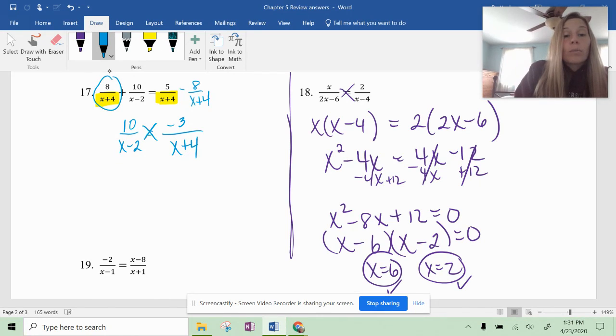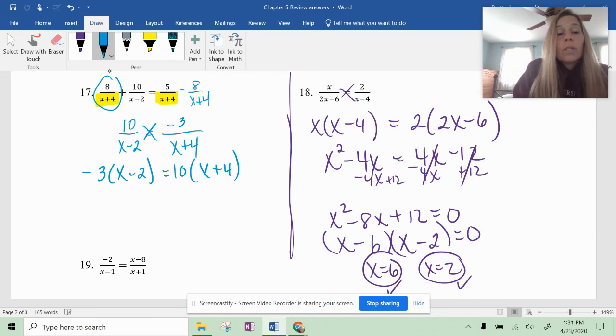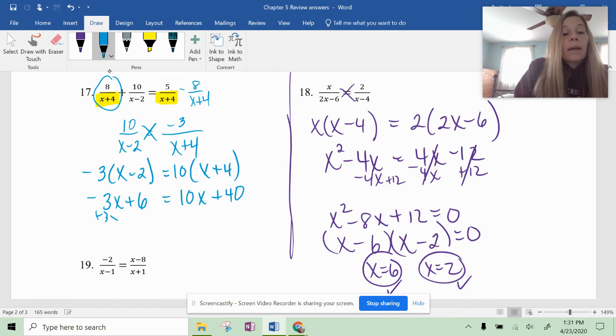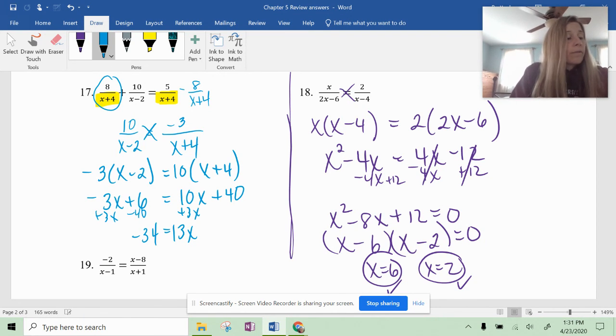Now I can cross multiply. So I have -3 times x minus 2 on one side, 10 times x plus 4 on the other. Now I'm just going to distribute to eliminate my parentheses. Add my 3x over here. So that's going to give me 13x. Subtract my 40. So that's going to be -34, I believe. And x equals -34 over 13.